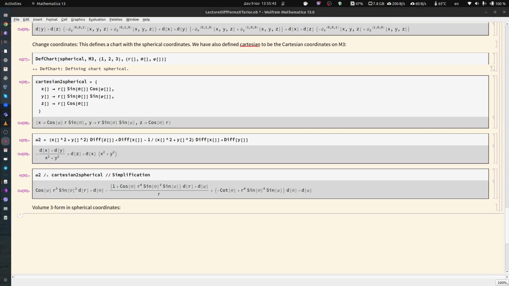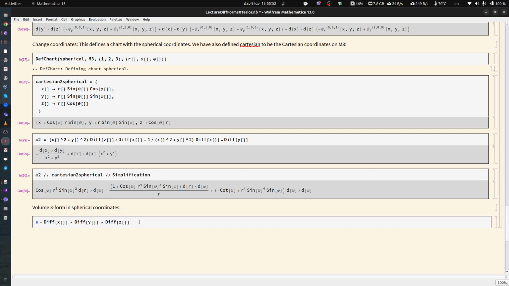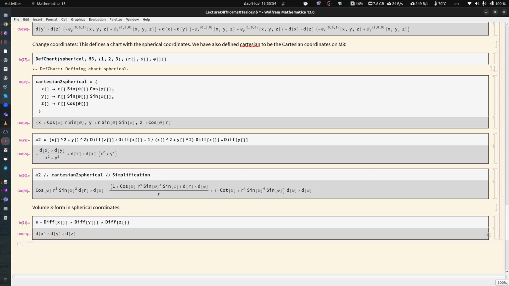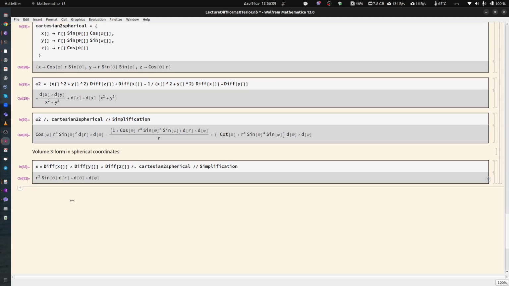Now this is the volume form in Cartesian coordinates, dx dy dz, but we can write that in spherical coordinates by making a coordinate change, and we obtain the familiar equation giving us the Levi-Civita tensor in spherical coordinates, which is dr d theta d phi multiplied by r squared sin theta. R squared sin theta is nothing but the determinant of the metric.